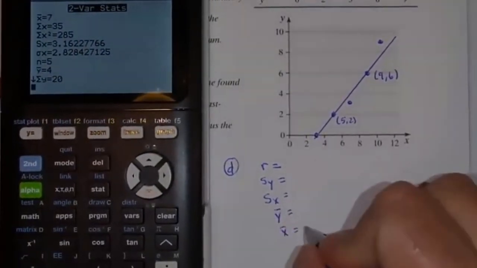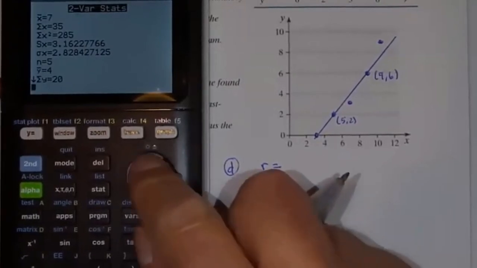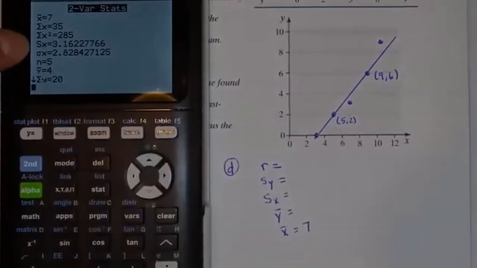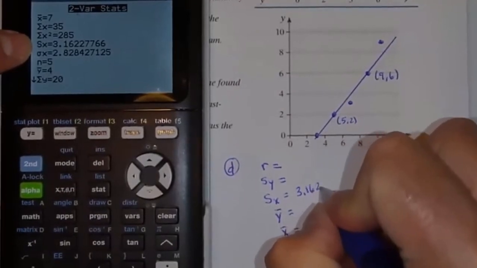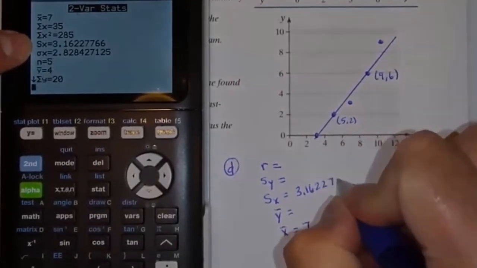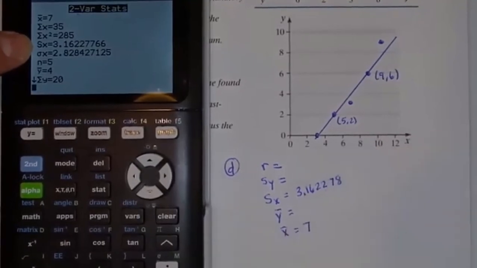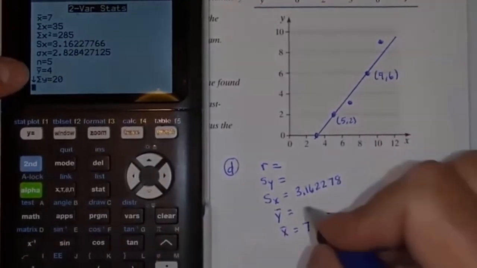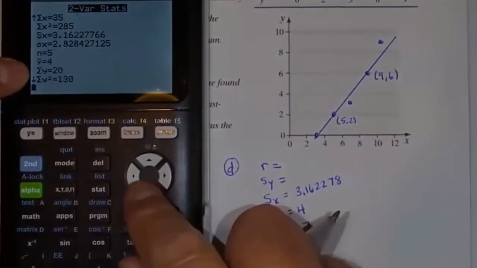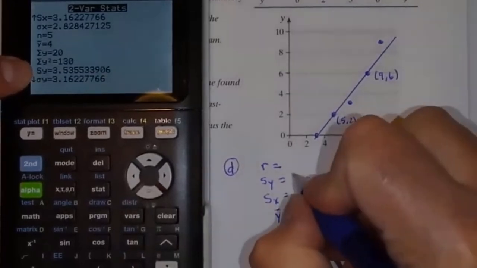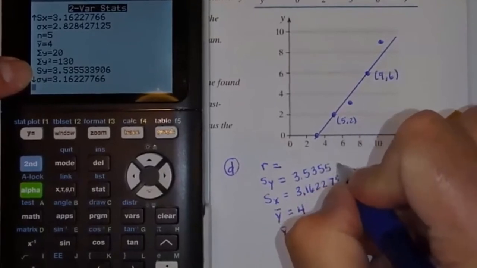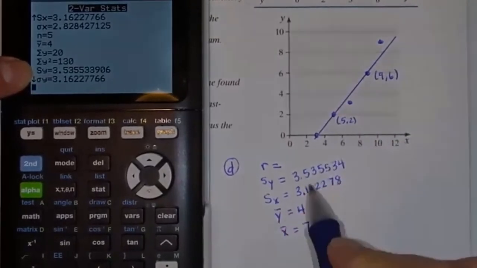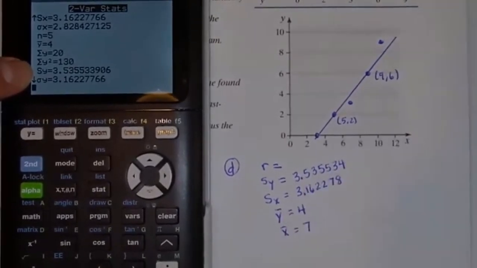X bar equals 7, so I'm going to write that down. The standard deviation of X equals 3.162278 if I round to 6 places. Y bar equals 4. S sub y equals 3.535534 if I round to 6 places.